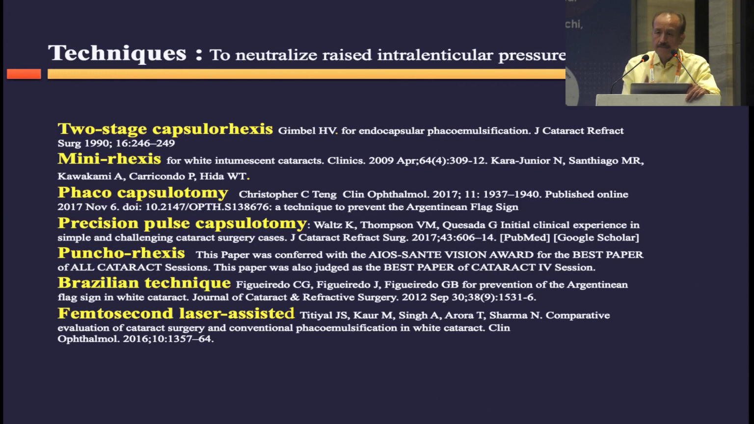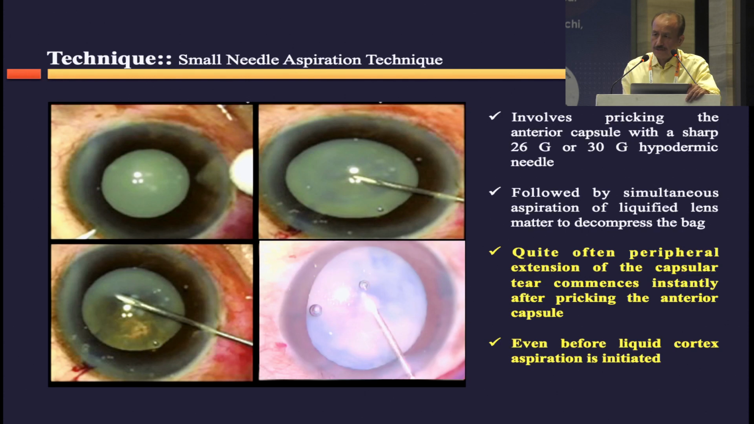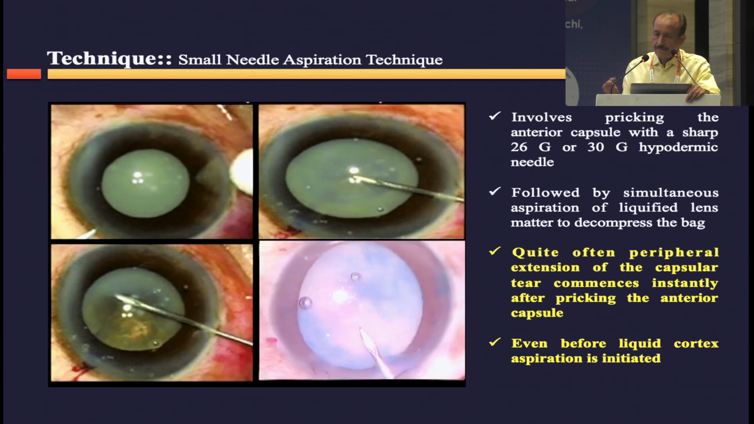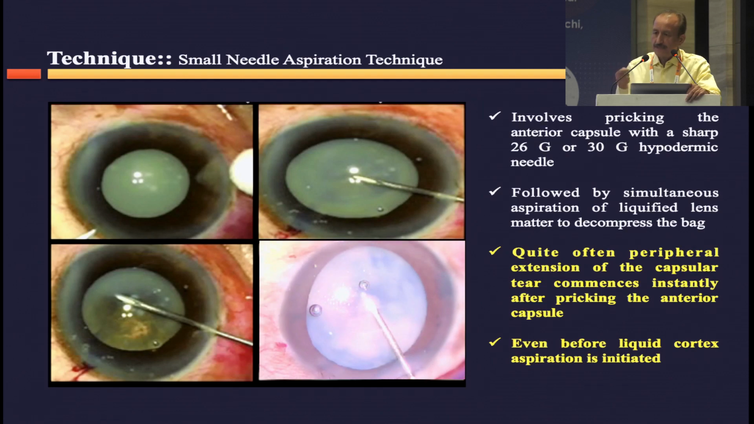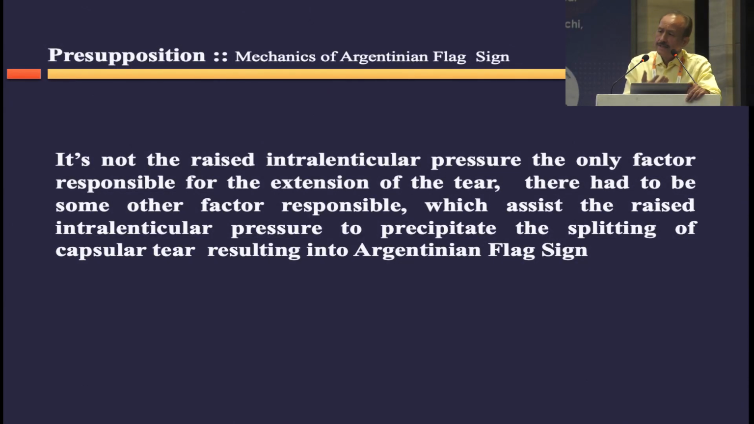Because of the complexity of this situation, many innovations have taken place. And including the small needle aspiration technique, we all have been doing it till now. But what happens with the small needle aspiration also, when there is an optimum intralenticular pressure, even with the small needle, the moment you puncture, the capsule starts extending to the periphery, even before you could aspirate the fluid from the intralenticular space. So the presupposition is that it's not only the intralenticular pressure, there has to be some other reason also for the extension of the capsular tear.